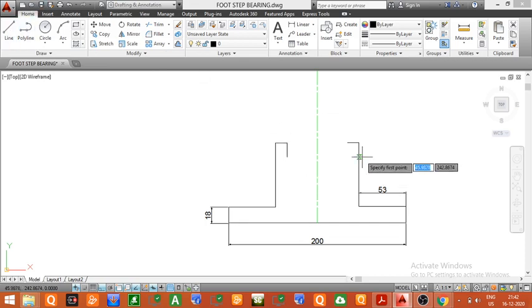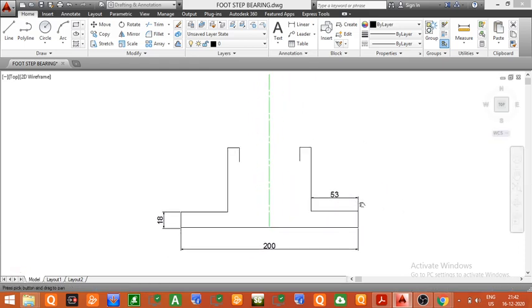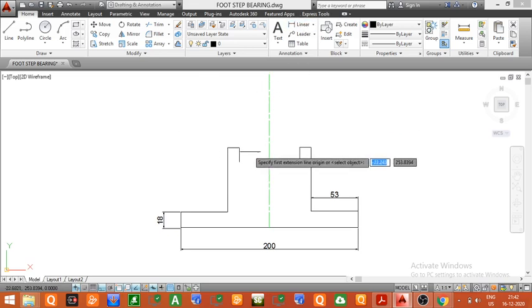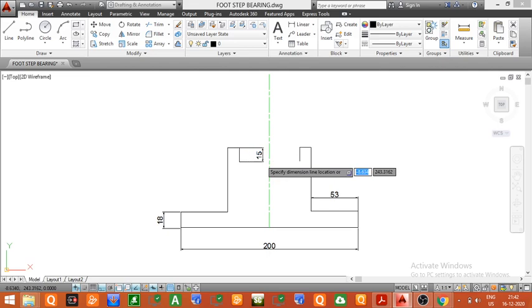Similarly, from this point we will draw a line of 15 mm in vertically downward direction. So you can see these two vertical lines are of length 15 mm. Now we will give the dimension. So you can see 15 mm, as well as this line is of length 15 mm. So now we have drawn vertical lines of length 15 mm. Now we will delete this dimension.